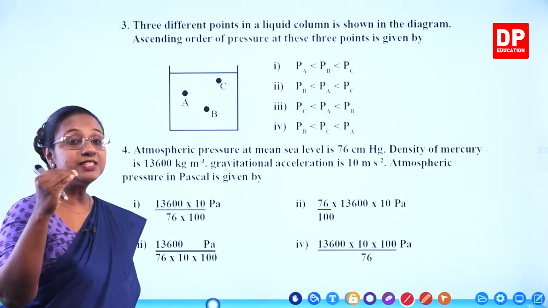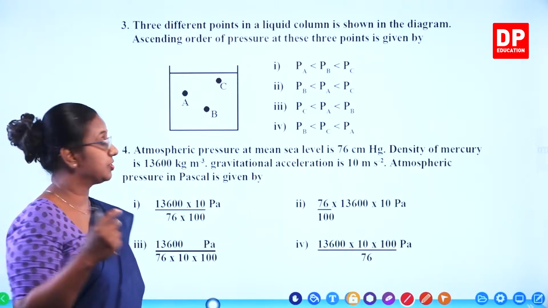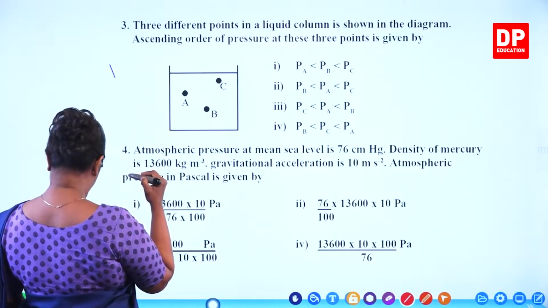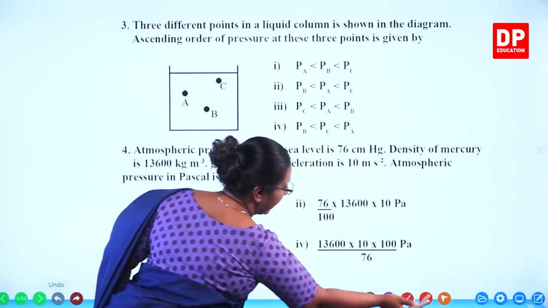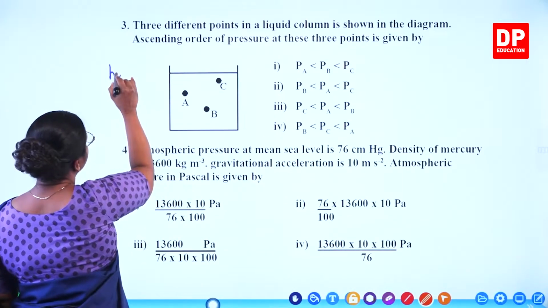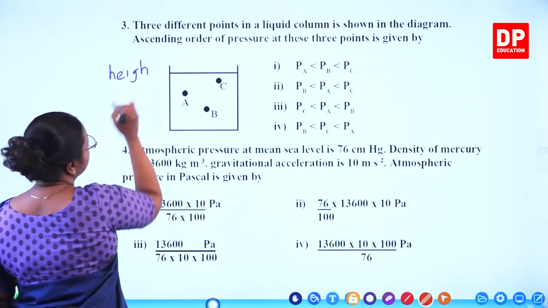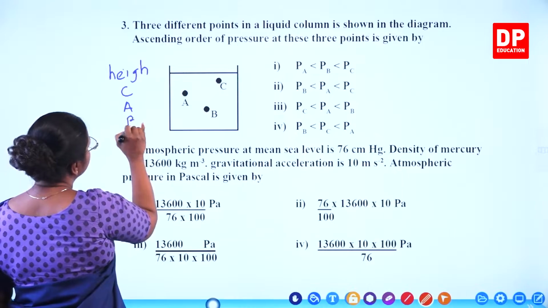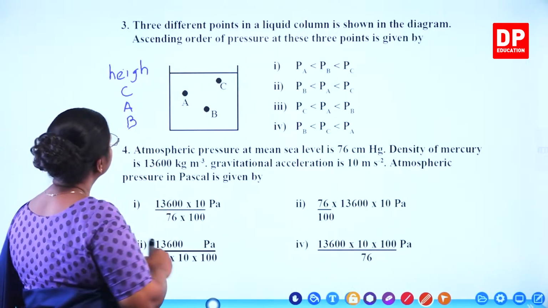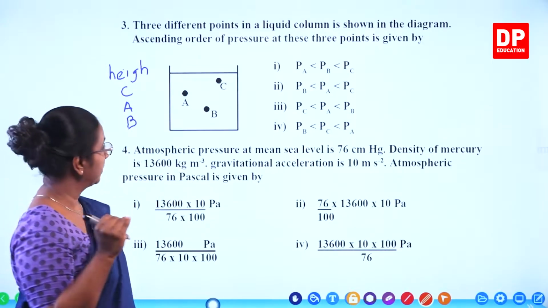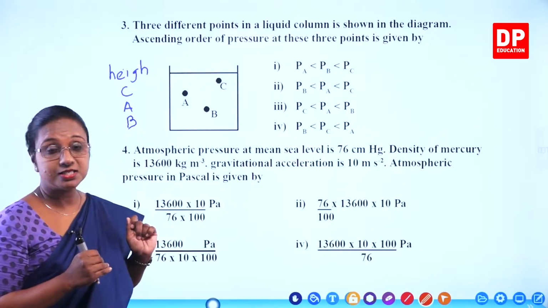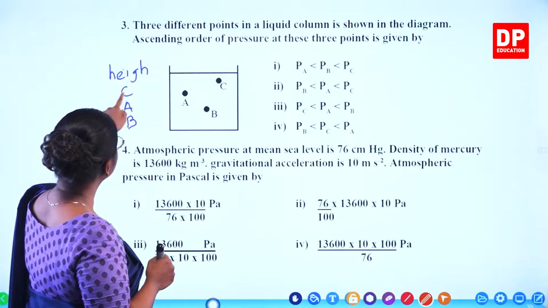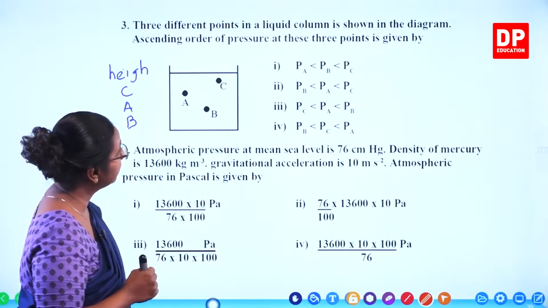So at point C, the pressure will be the lowest. Here, if I arrange it according to height, it is C first, then we have A and then we have B. B has the highest depth. So B will have the highest pressure, C will have the lowest pressure. It has to be PC, PA and PB.